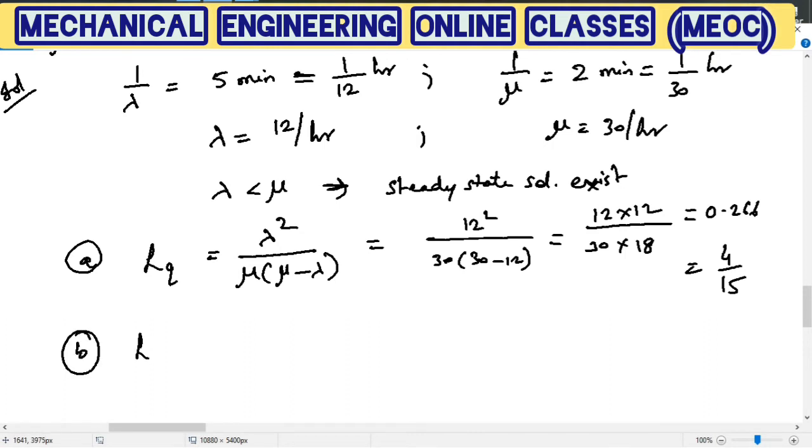Then let us find the average number of customers in the system. It is LS. LS can be given by lambda by mu minus lambda. This is nothing but 12 by 18. 12 by 18 means 2 by 3. So this is the average number of customers in the system, LS.